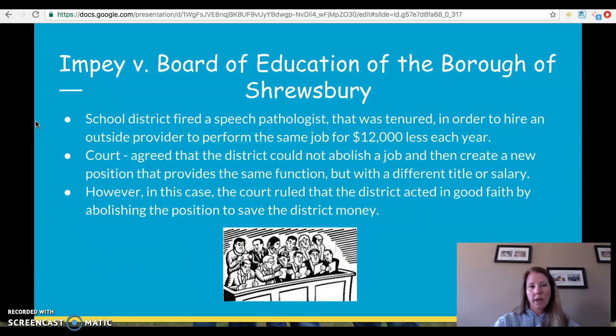The court case that I found was MP versus Shrewsbury, where a school district fired a tenured speech pathologist in order to hire an outside provider to perform the same job for $12,000 less each year. The court agreed that the district could not abolish a job and then create a new position that provides the same function, but with a different title or salary. However, in this case, the court ruled that the district acted in good faith by abolishing the position to save the district money.